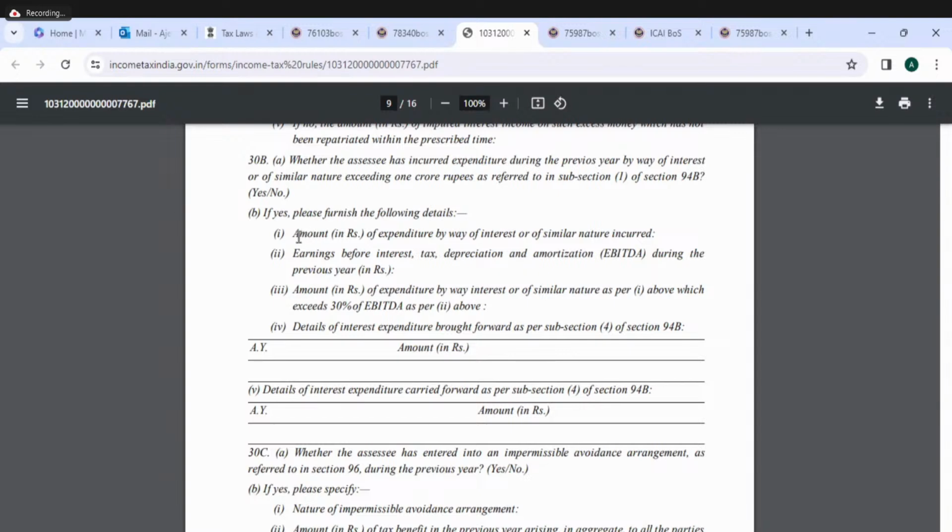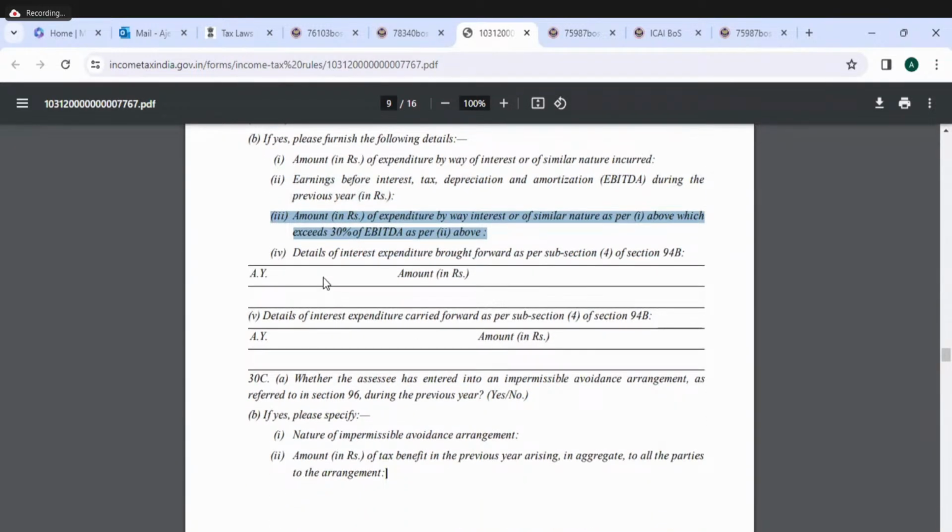So the first requirement is the expenditure which WTL has incurred by way of interest and similar nature, that is your 32 crore. The second reporting requirement is your EBITDA, which is 100 crores. And the third, the amount of expenditure by way of interest or of similar nature as per above, is 32 crore, which exceeds 30% of EBITDA as per 2. It means your 32 crore minus your 30 crores. So we have to report the excess interest here, which is disallowed under section 94B, which is 2 crores.